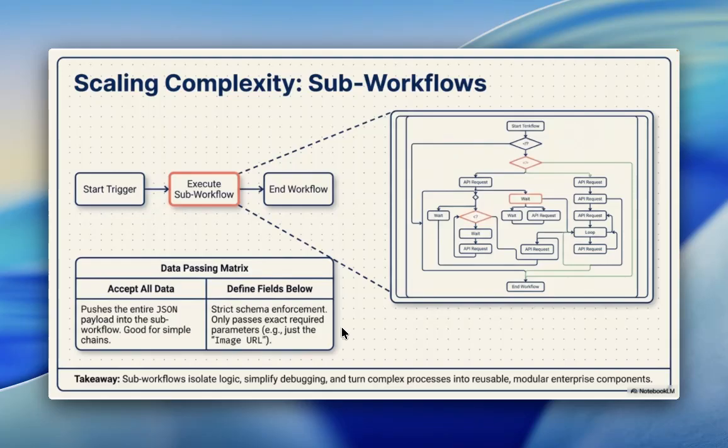Scaling complexity, sub-workflow. Start trigger, execute subflow, end workflow. Start workflow. You have an API request, an API request, a wait request. Data passing matrix: accept all data pushes the entire JSON payload into the sub-workflow, good for simple chains. Define full strict schema enforcement, only passes exact required parameters, for example just the image. Sub-workflows isolate logic, simplify debugging, and turn complex processes into reusable modular enterprise components.